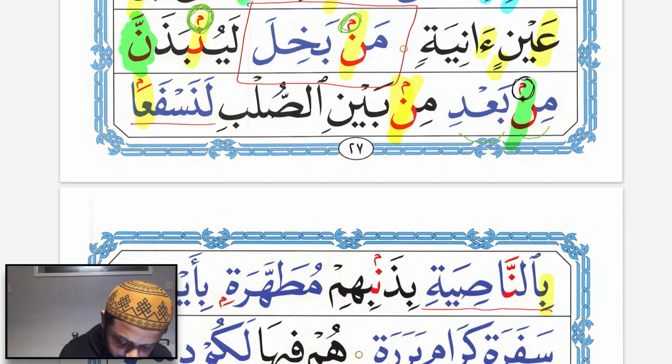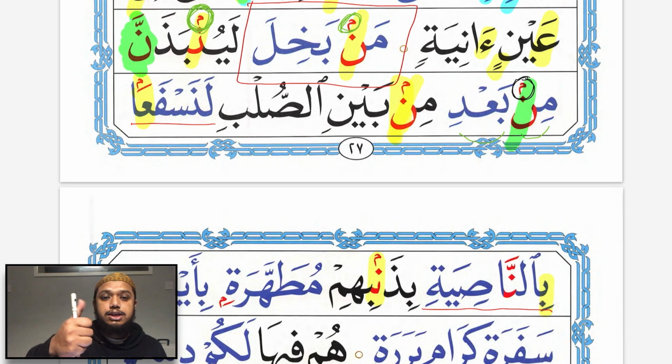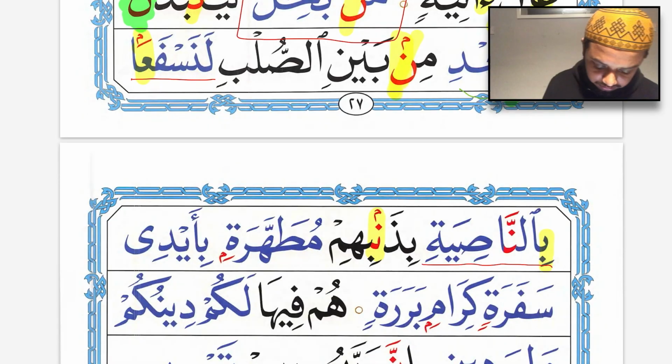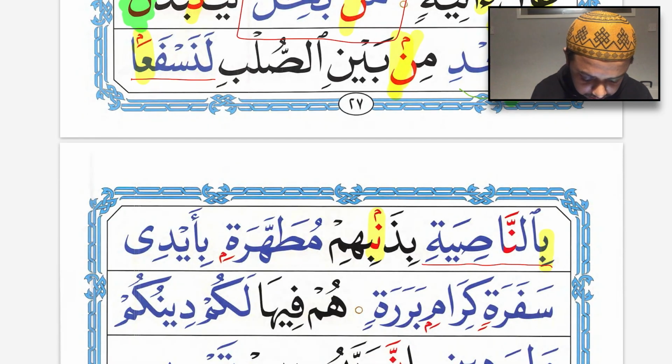And now we have the next example. Bi them be him. Okay, noon sukoon, followed by ba. So we know iqlab: change the noon into a meem and recite it with ghunna for two harakat. Bi them be him.